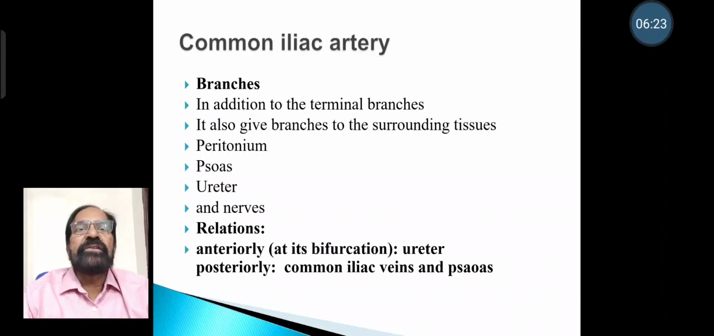Branches of the common iliac artery include, in addition to terminal branches, it also gives branches to the surrounding tissues: peritoneum, psoas, ureter and nerves. Relations: anterior at the bifurcation is the ureter. Posteriorly, the common iliac veins and the psoas.